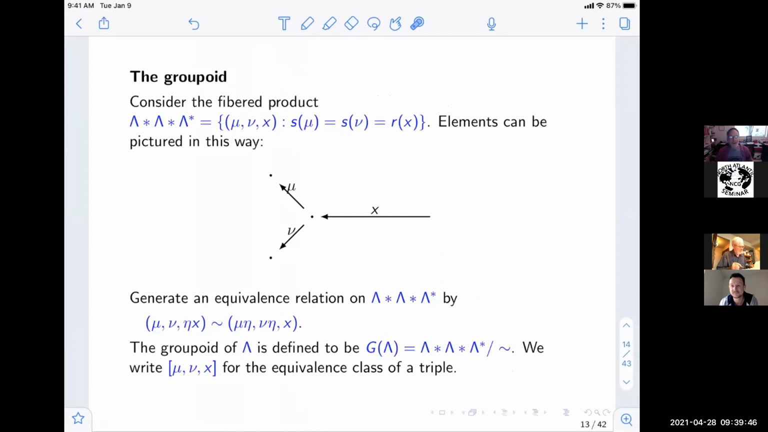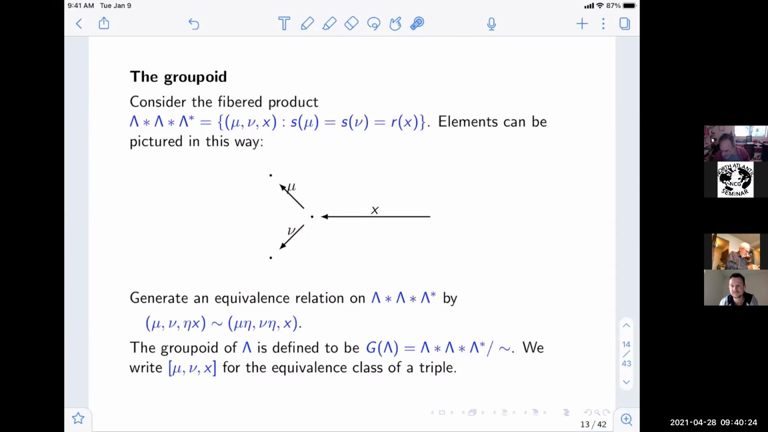Okay, so here's how we define the groupoid. It's going to be a groupoid whose unit space is this lambda star. So we consider triples, mu nu x. So mu and nu should be from the category lambda, and x should be a directed hereditary subset of lambda. And the fiber product just means that the sources of mu and nu are the same and agree with the range of x. So the picture is like this. So mu and nu have the same source, and that's also the range of x.